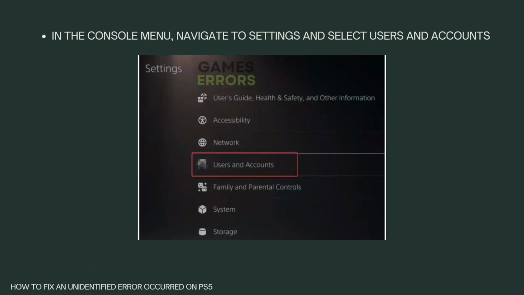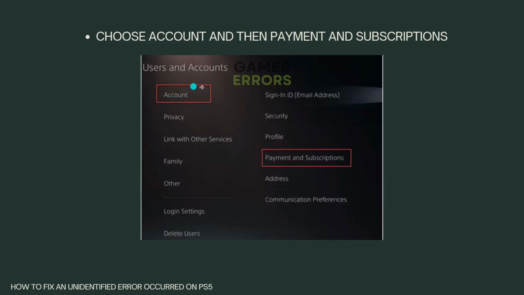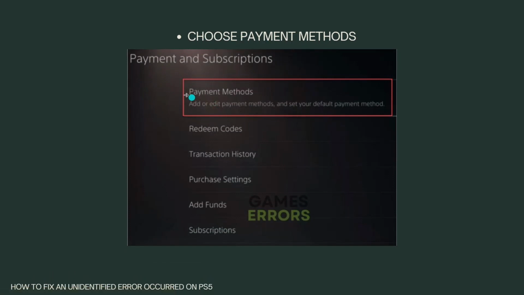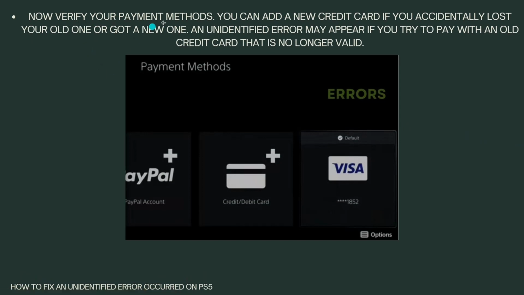First, in the console menu, navigate to Settings and select User and Accounts. Choose Account and then Payment and Subscriptions. Choose Payment Method. Now verify your payment methods.